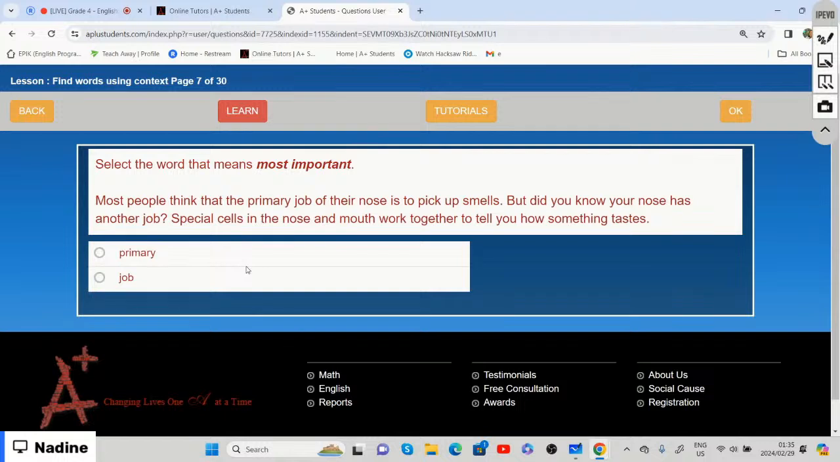And it says most important. We need to select the word that means most important. It says most people think that the primary job of their nose is to pick up smells. But did you know your nose has another job? Special cells in the nose and the mouth work together to tell you how something tastes.